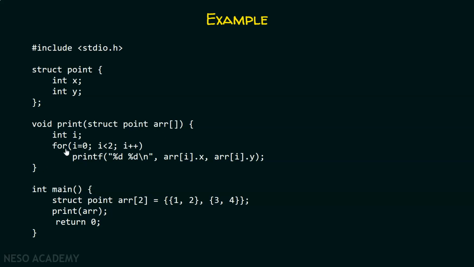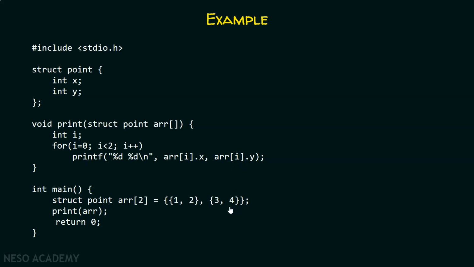Inside this print function, we have this for loop, which runs from 0 to 1. As this is i less than 2, the loop runs from 0 to 1, which means this loop runs 2 times. And with the help of the printf function, we are basically printing the values of x and y of each of these variables. When i is 0, we are calling our first variable, and we are accessing the members of this variable. Here this is arr[0].x, which means we are accessing this value, that is 1, and arr[0].y, which means we are accessing this value 2. Similarly, when i becomes 1, then this is arr[1].x, which means we are accessing this value 3. And when this is arr[1].y, we are accessing this value 4.